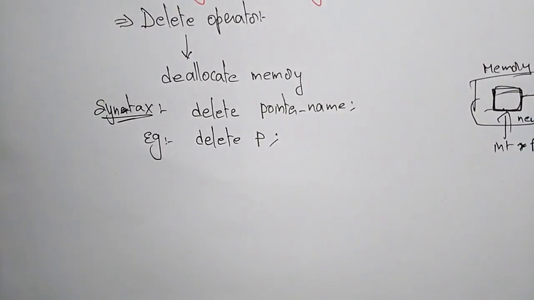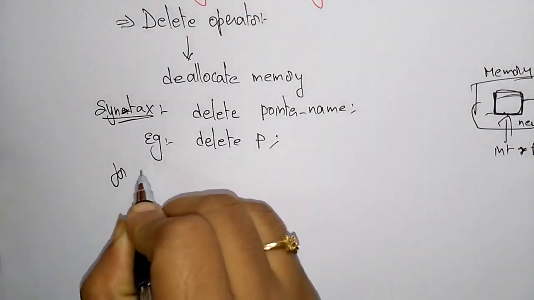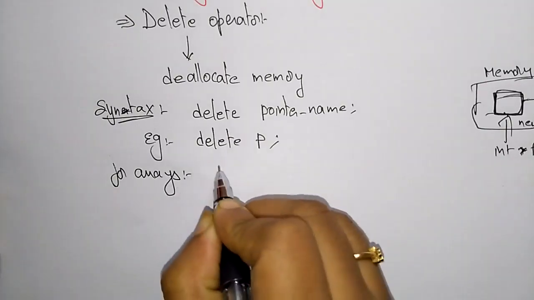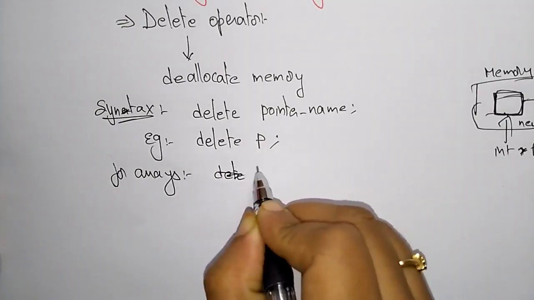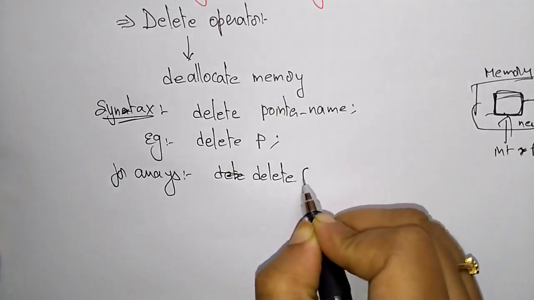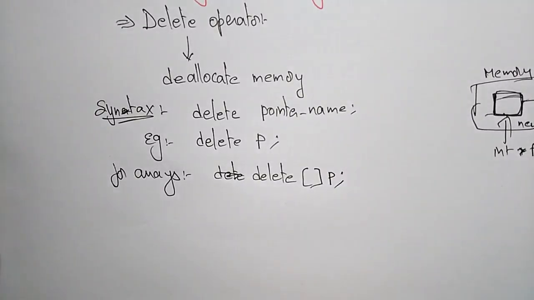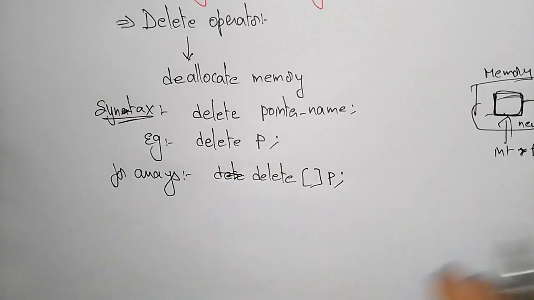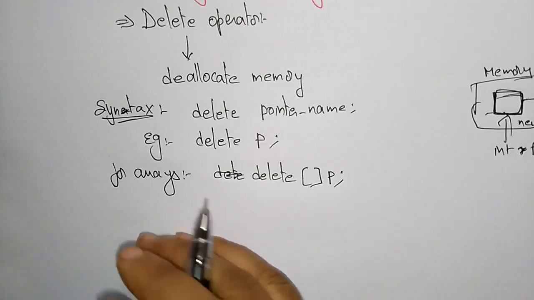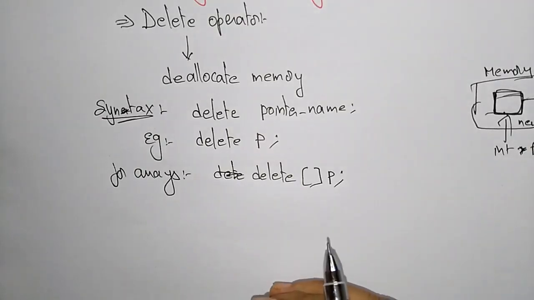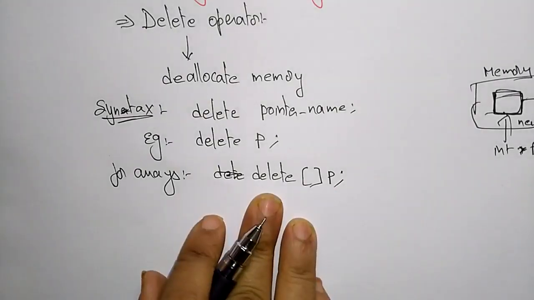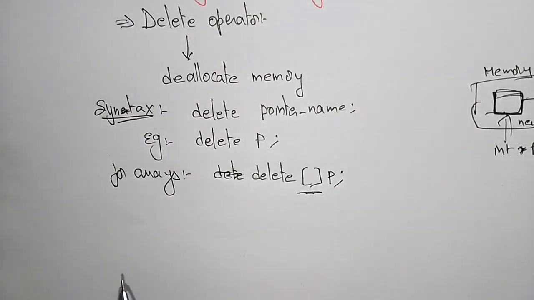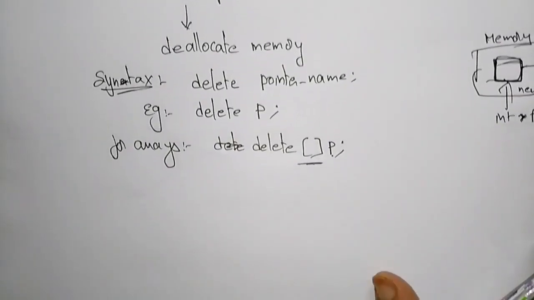For arrays, what will you use? Just delete, then brackets, then the pointer. This is the syntax for deleting an array. Here the brackets come first, and you don't need to mention the array size. Whenever the brackets are there, it indicates that the memory allocated to this pointer variable should be deleted. No need to mention the array size.